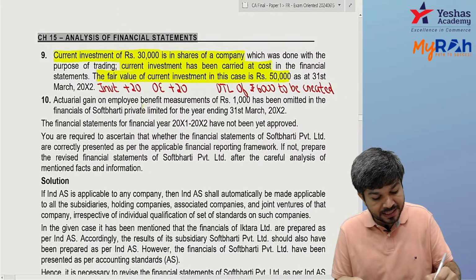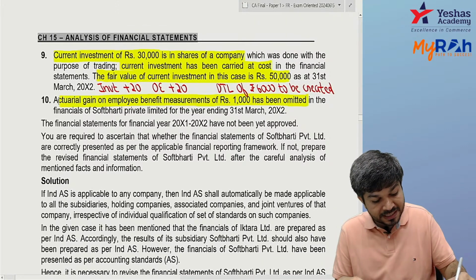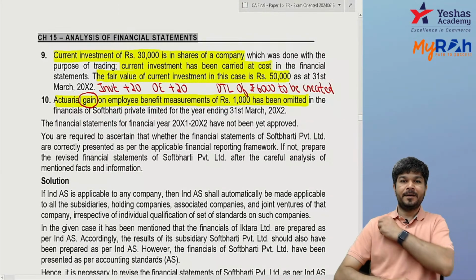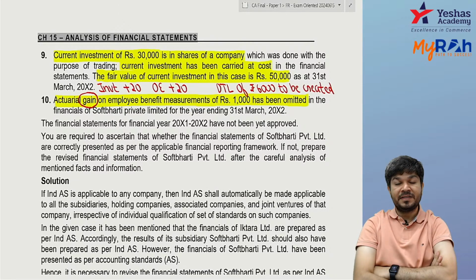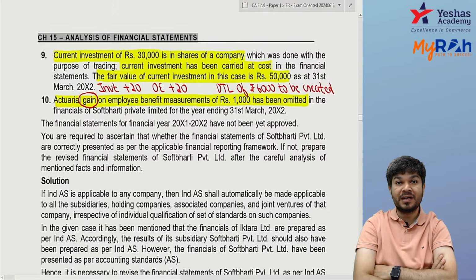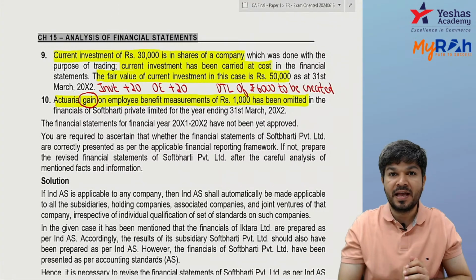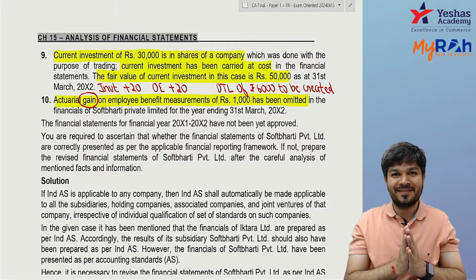Now actuarial gain of employee benefit 1,000 rupee has been omitted. Actuarial gain. Okay, now if you just recall your employee benefit chapter, we have actuary doing provision for gratuity, etc. There might be some actuarial assumptions involved. Actuary changing certain assumptions, because of that profit or loss comes. That goes in OCI. Do you recall?